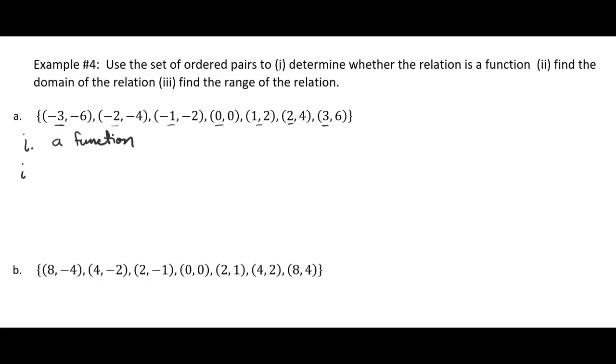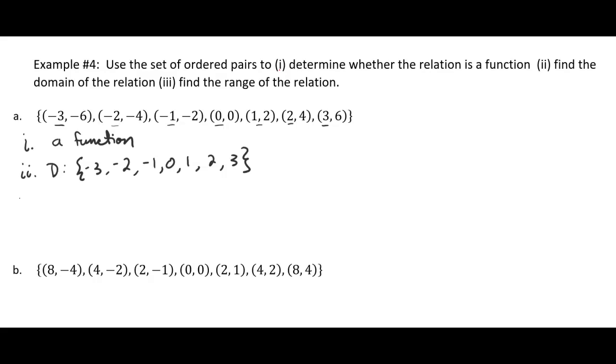2. Find the domain. Domain, well, it's all those things I just said. -3, -2, -1, 0, 1, 2, and 3. This is a set of ordered pairs. I believe there are 7 of them. And you notice you have 7 domain elements.